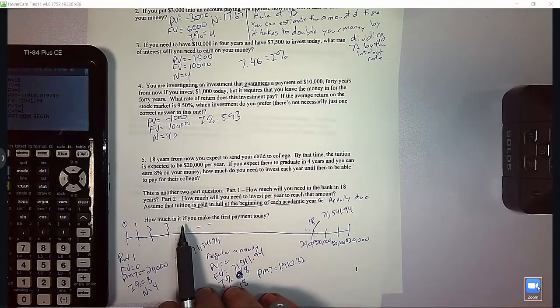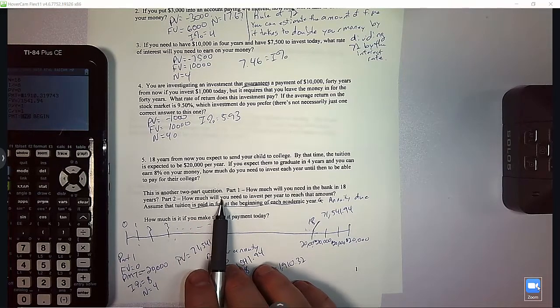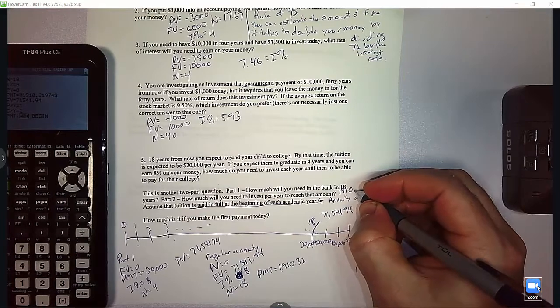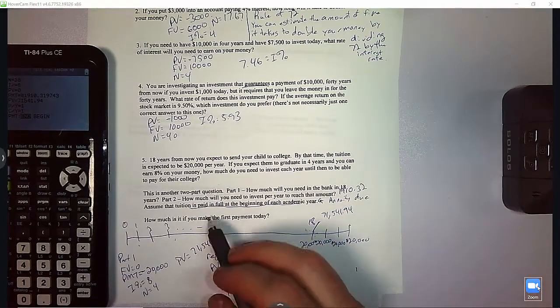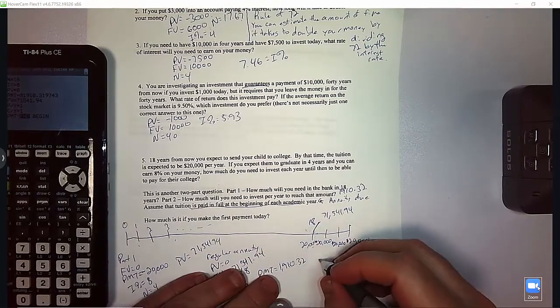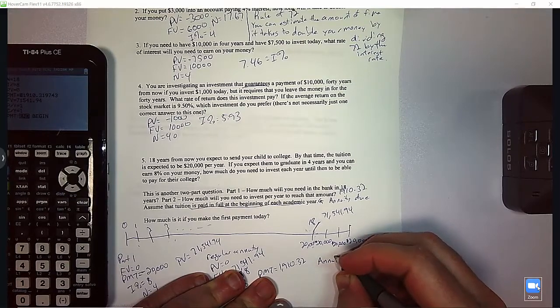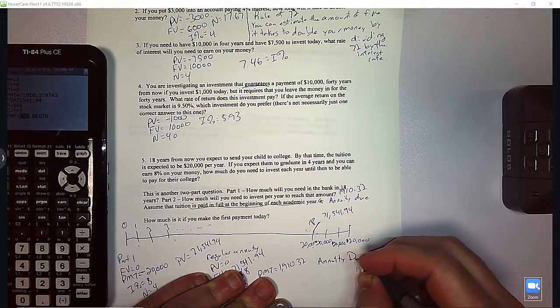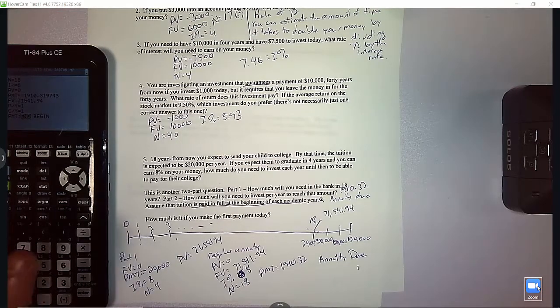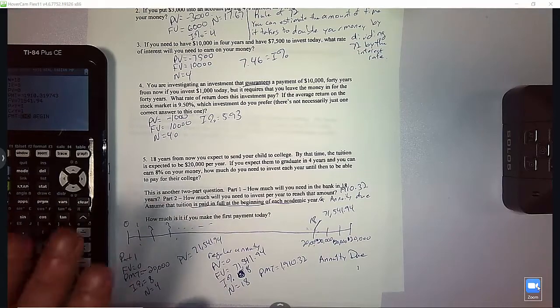Now the next question. So that's the answer to part 2. You'll need to invest $1,910.32. How much if you make the first payment today? So this becomes an annuity due problem. An annuity due means the payments are made at the beginning of the period, and my first payment is made today. So my first payment is made at time 0. I'm still only making 18 payments. So my last payment will be at time 17 instead of time 18.